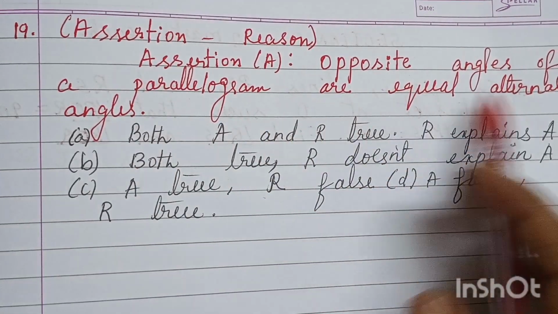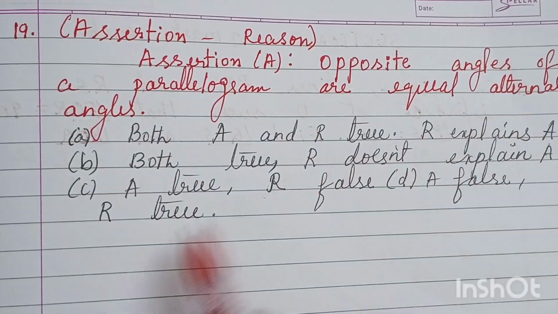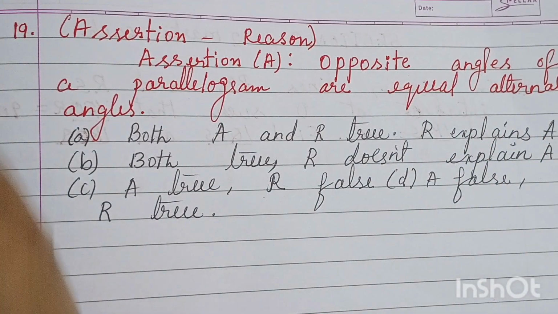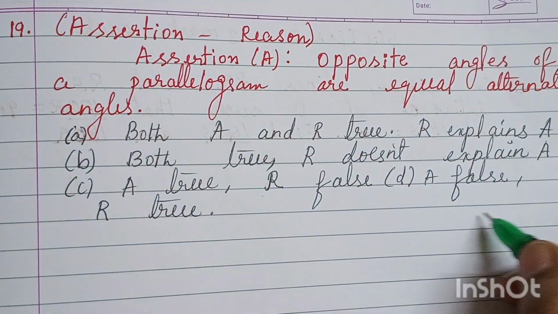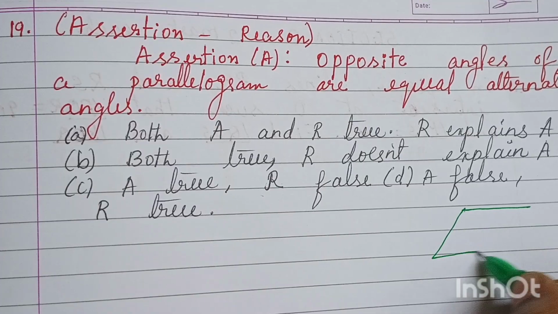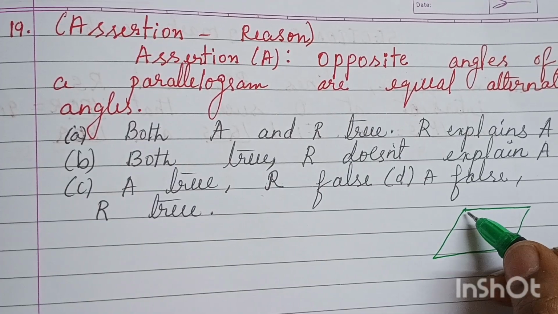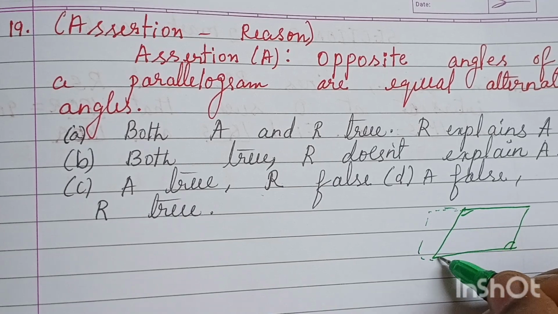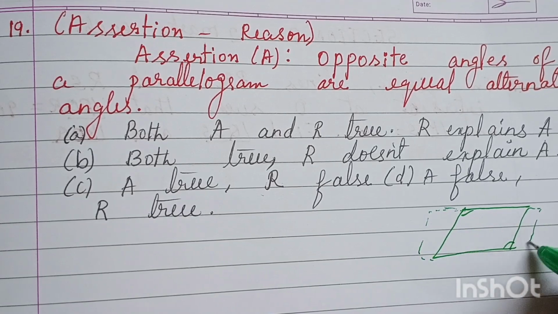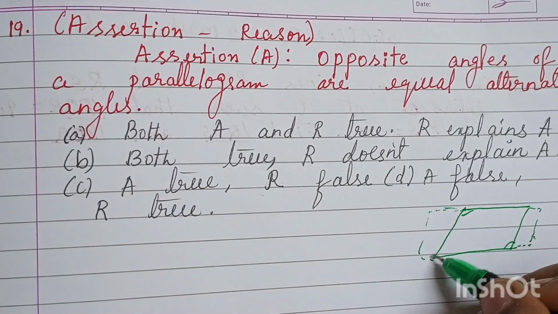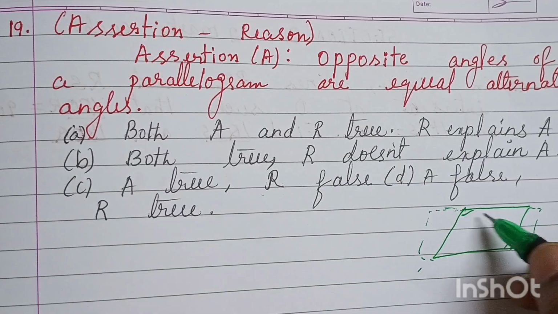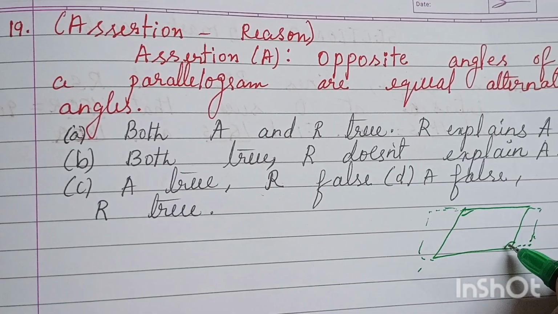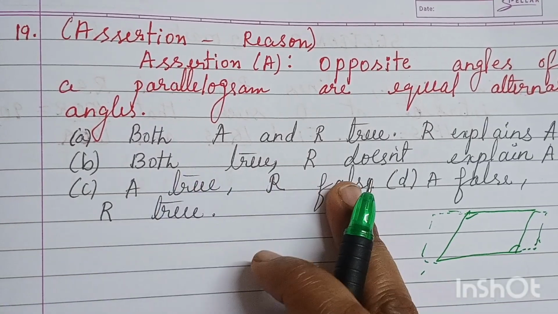Assertion: opposite angles of a parallelogram are equal, alternate angles. So it is a parallelogram. Parallelogram opposite angles are equal by making alternate parallel lines. It is made from parallel lines. The parallel lines may look like a transversal. So opposite angles are equal. So both A and R are true.